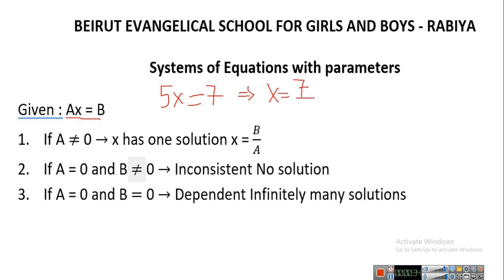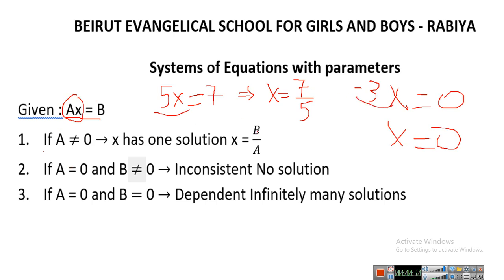Or if 3 minus 3x equal to 0, you're going to tell me x is 0 over minus 3. 0 over a number is what? 0. So that's why if a is not 0, the coefficient of x not 0, like you see it here, always you have one solution, which is b over a. And you already know this from before.